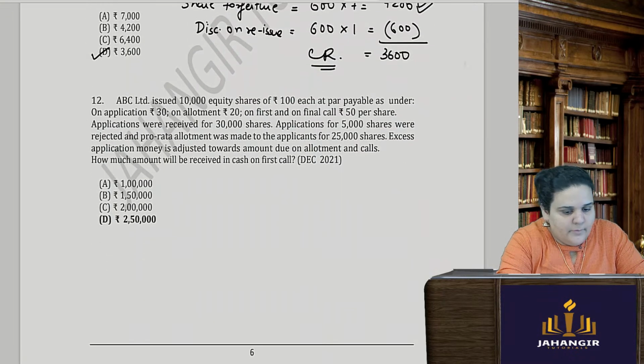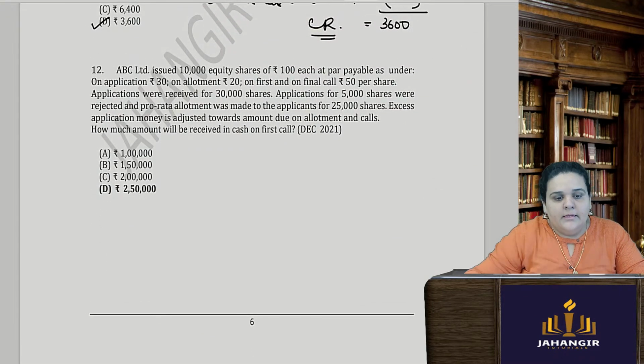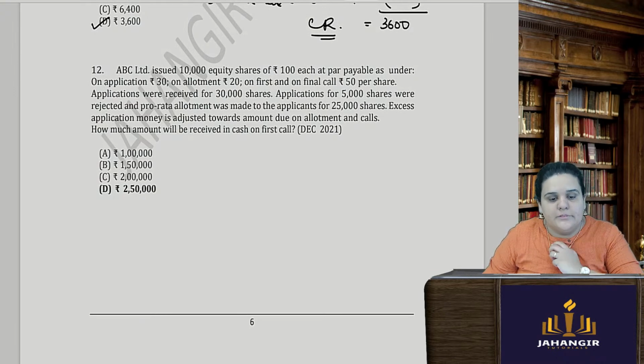Okay. Question number 12. ABC Limited issued 10,000 equity shares of rupees 100 each at par, payable as under: application 30 rupees, allotment 20, first and final call 50 rupees. Applications were received for 30,000 shares. Applications for 5,000 shares were rejected and pro rata allotment was made to the applicants of 25,000 shares. Excess application money is adjusted towards the dues on allotment and calls. How much amount will be received in cash on first call?